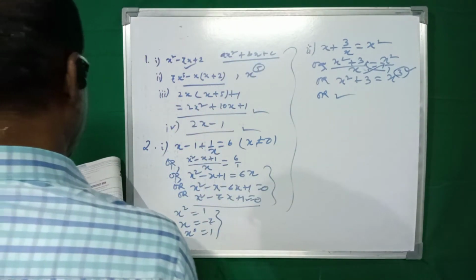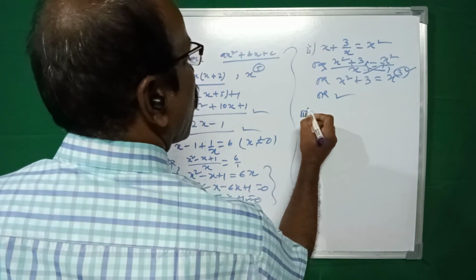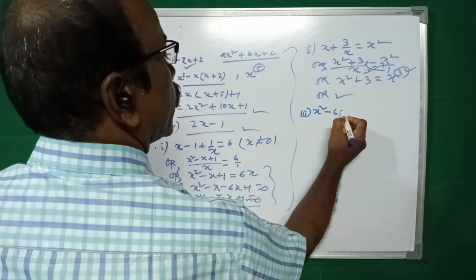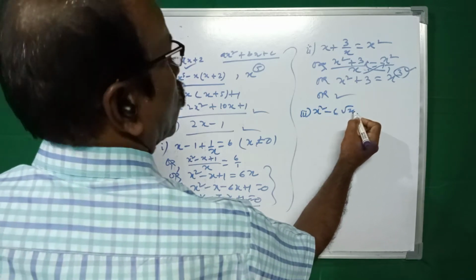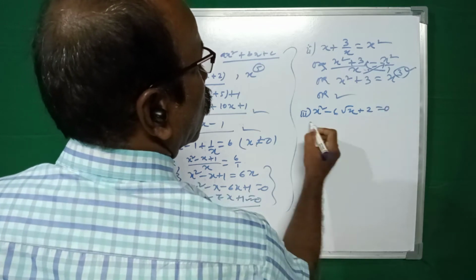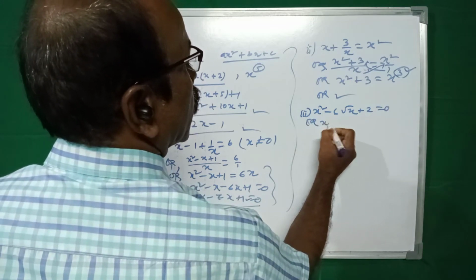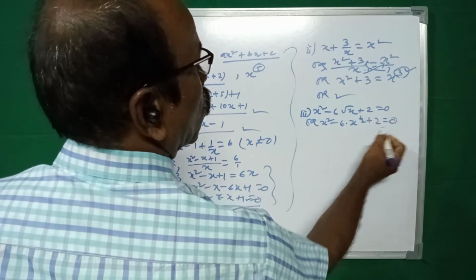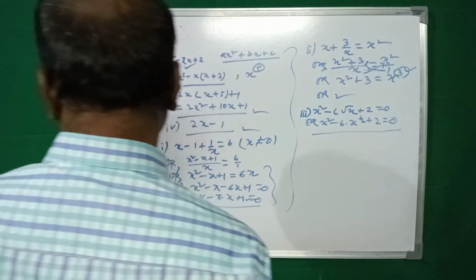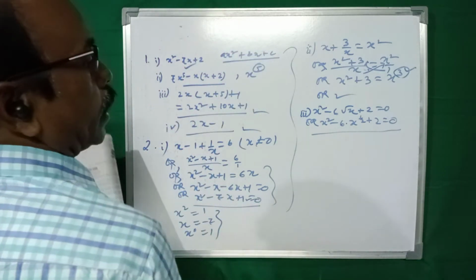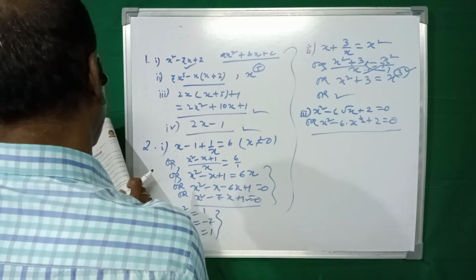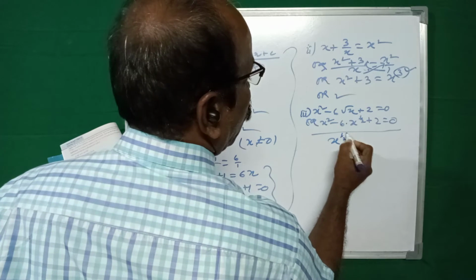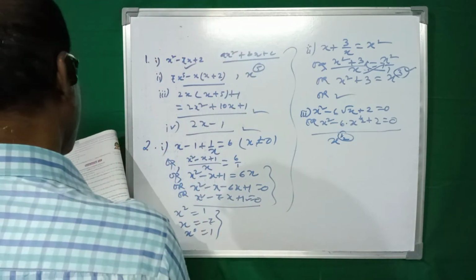In the third question, now x square minus 6 root x plus 2 is equal to 0, or x square minus 6 x to the power half plus 2 is equal to 0. It is not a quadratic polynomial equation, like ax square plus bx plus c is equal to 0, because the power of x is half. So it is not a polynomial equation.